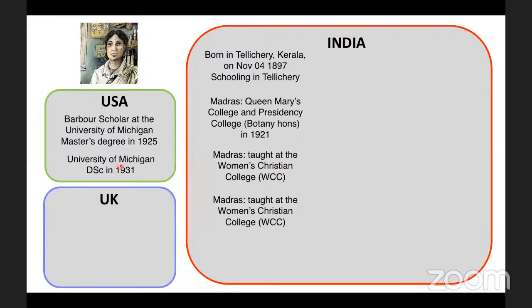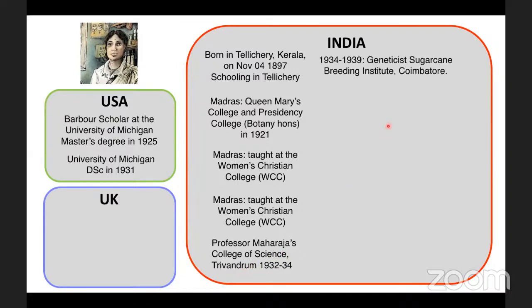After her degree, she returned to India and started teaching in Trivandrum. So she went back to Kerala. She was teaching at the Maharaja's College of Science for 2 years. After that, she moved to Coimbatore. In Coimbatore at that time, there was a sugar cane breeding institute. It was actually called the Imperial Sugar Cane Breeding Institute.